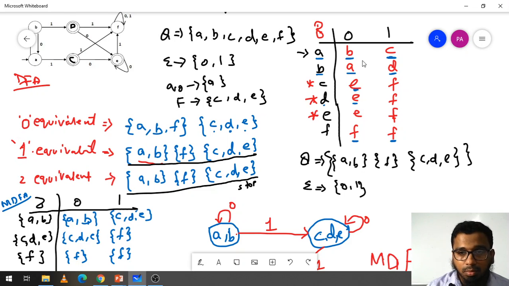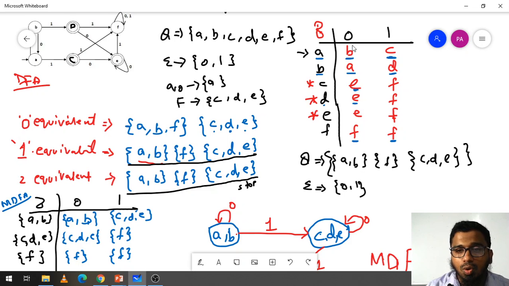Next, A on 1 is going to C, B on 1 is going to D. Are C, D in the same set? Yes, in the same set only. So for that reason, A, B is equivalent. Okay. Next, we will take A, F.